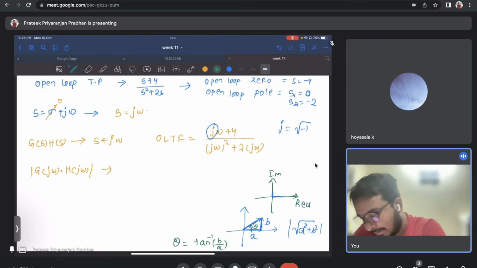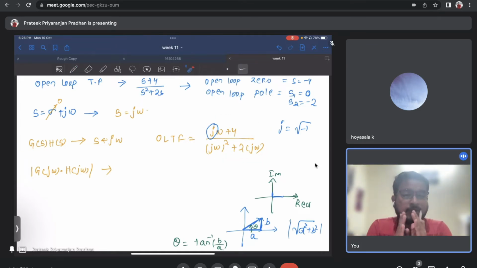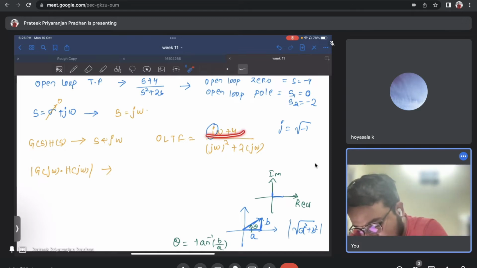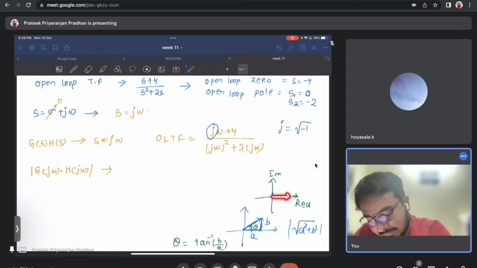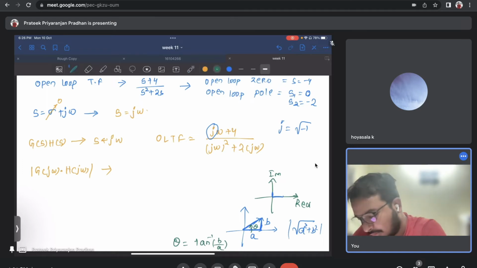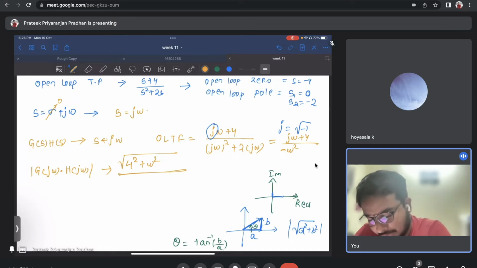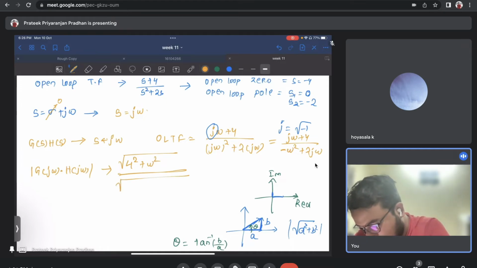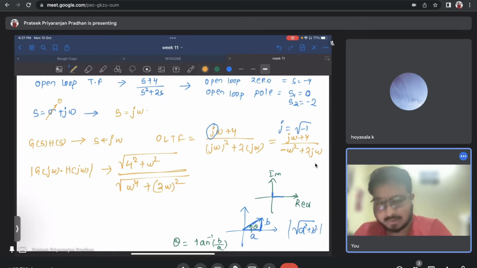When we are dealing with this kind of expression, it looks menacing, but these are also simple. In the numerator we have 4 units in the real axis and omega units in the imaginary axis. So the magnitude will be root over 4 square plus omega square, divided by the denominator. Simplifying the denominator: (j omega plus 4) divided by minus omega square, because j square is minus 1, plus 2 j omega. The denominator magnitude will be root over omega fourth plus (2 omega) whole square. Am I correct? This will be the magnitude. Are you following now?